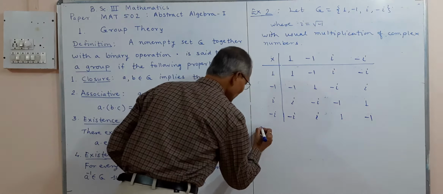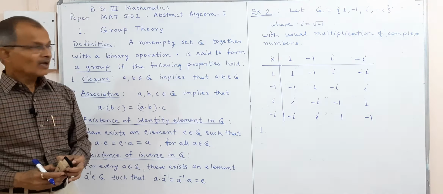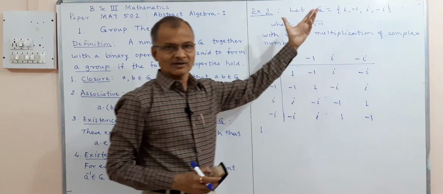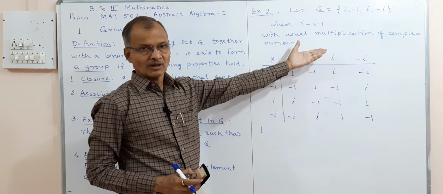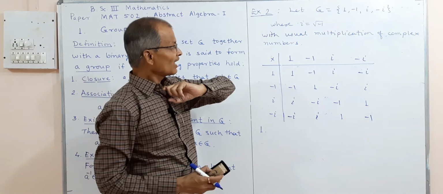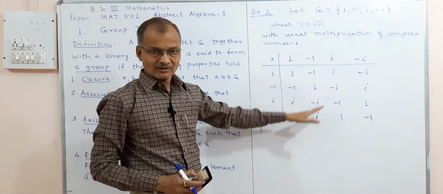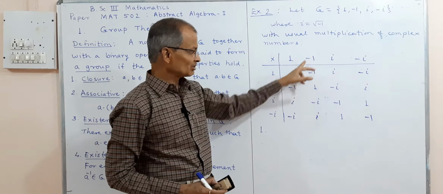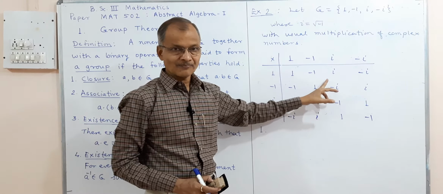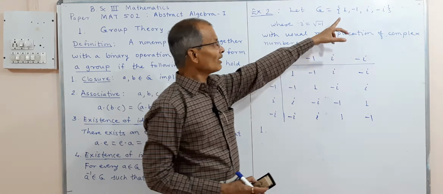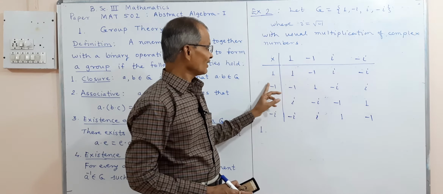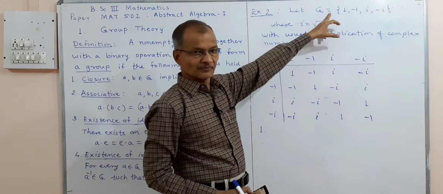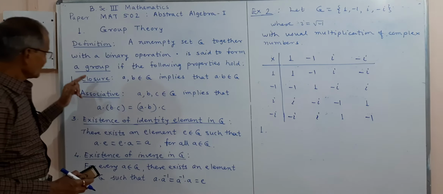And now the first property, closure. Closure means you consider any two elements from this and see whether their composition operation is again in the set G or not, and that can be verified from this table. The product of any two elements is in these entries, and each entry belongs to G. So 1 into 1 is 1, minus i into i is 1, etc. Therefore the result is again in G, and the closure property is satisfied.